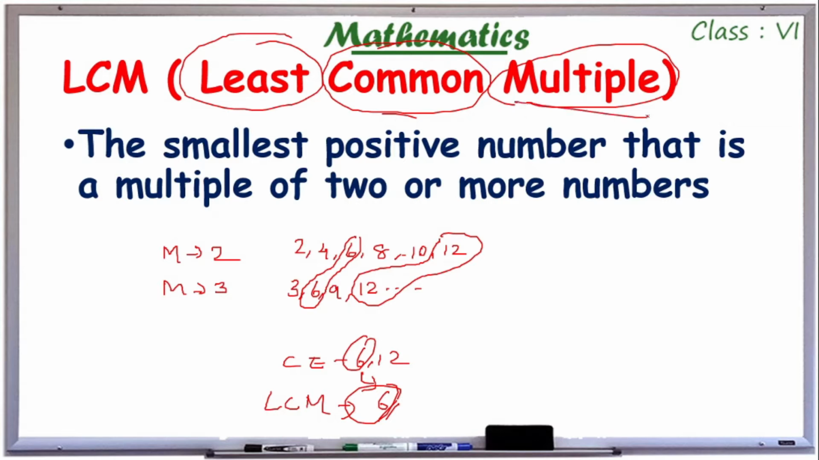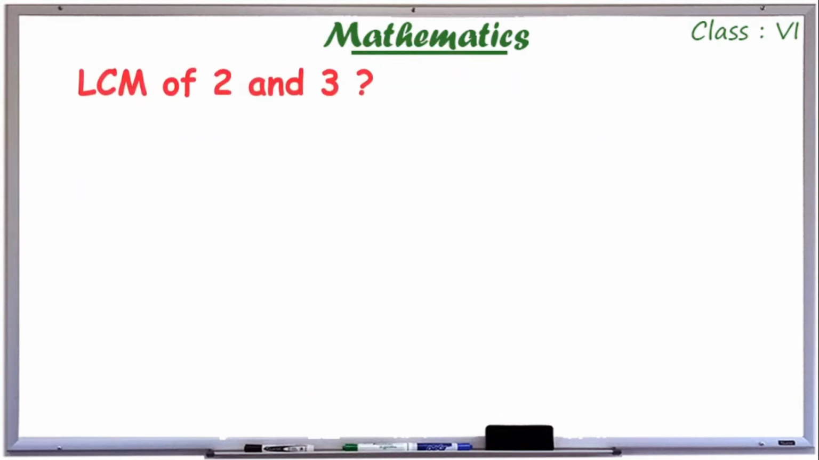We write multiples first, then we write common multiples, then we have to find the smaller number, the least number. So the definition says the smallest positive number that is a multiple of two or more numbers, which means common. So we will show an example.